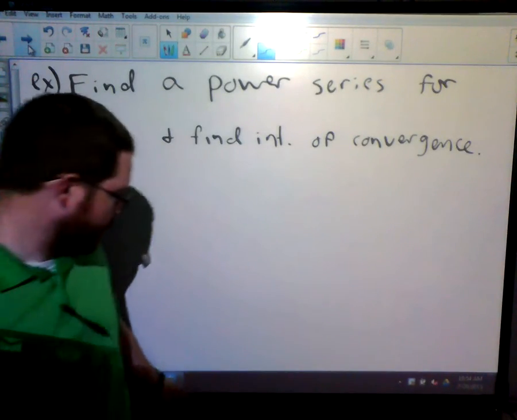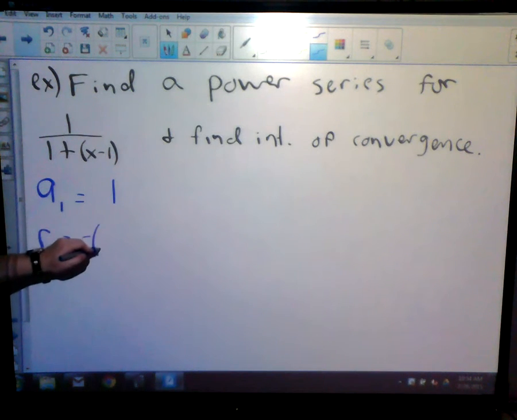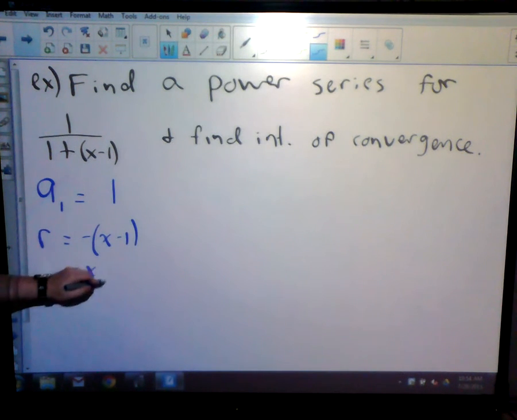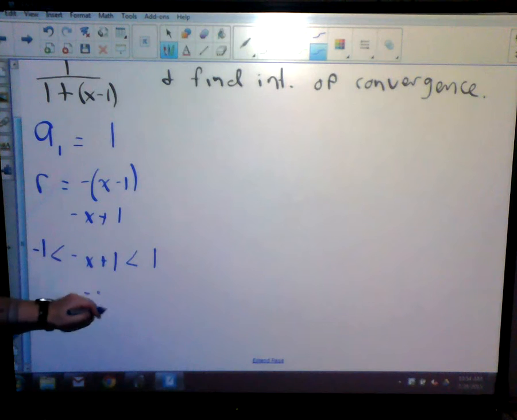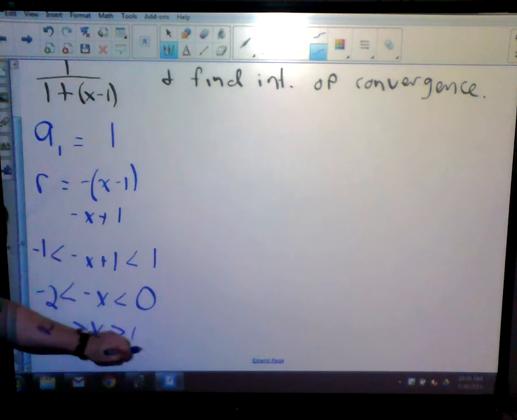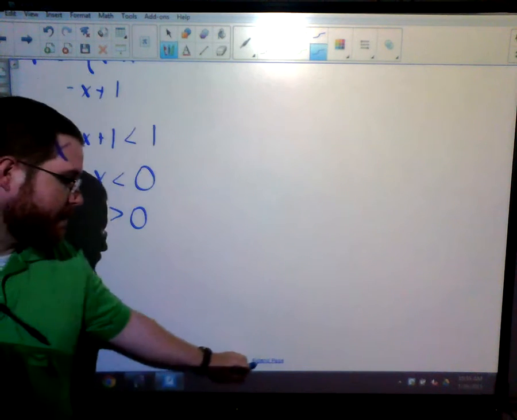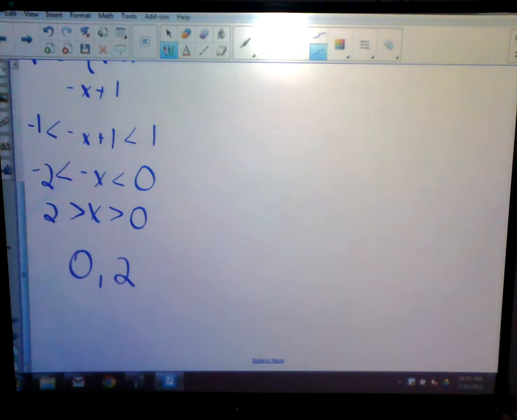Let's take a look at this one. A sub 1 is equal to, the top is 1. R is equal to, that should be minus, so it's negative x minus 1 or negative x plus 1. Let's find my interval of convergence. Well, I know that negative x plus 1 has to be between 1 and -1. That makes negative x have to be between 0 and -2. Divide everything by negative, that makes that a +2 and that a 0 still. I switched my signs because I divided by a negative. So it's got to be between 0 and 2. And I'm not going to put brackets or parentheses around it until at the very end when I check it.